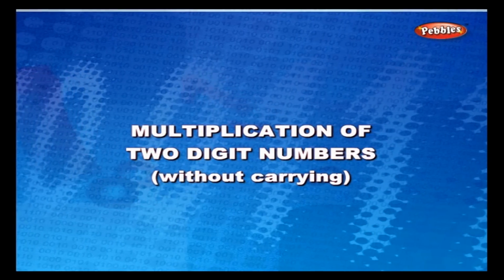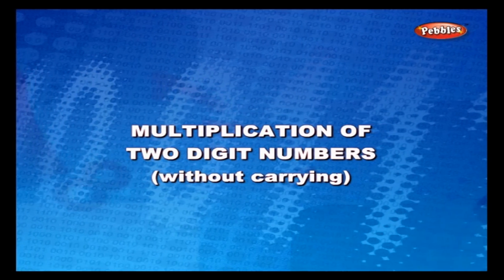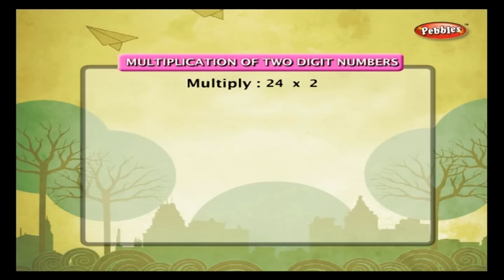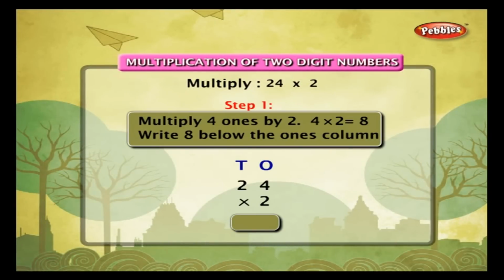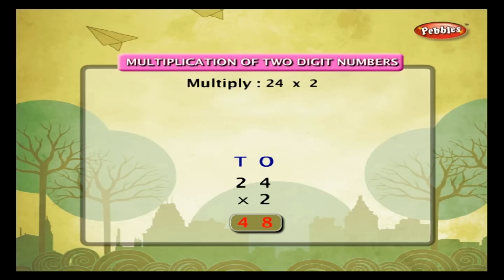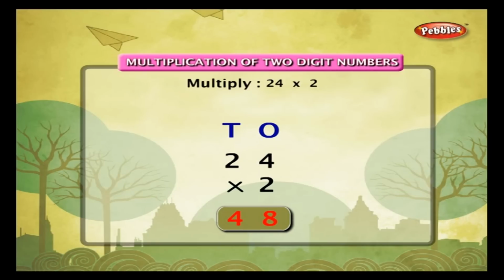Multiplication of two-digit numbers without carrying. Example, multiply 24 by 2. Arrange them in column. Multiply 4 ones by 2. 4 into 2 is equal to 8. Write 8 below the ones column. Multiply 2 tens by 2. 2 into 2 is equal to 4. Write 4 below the tens column. Thus, 24 into 2 is equal to 48.